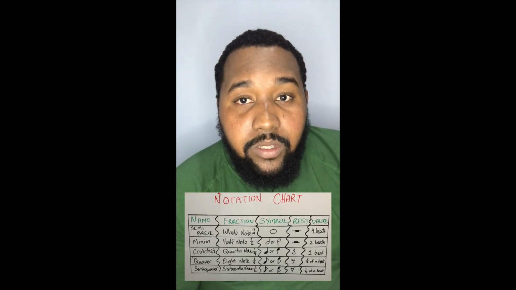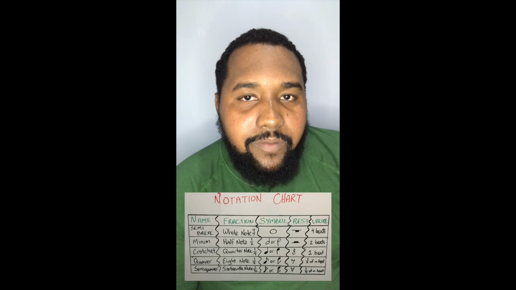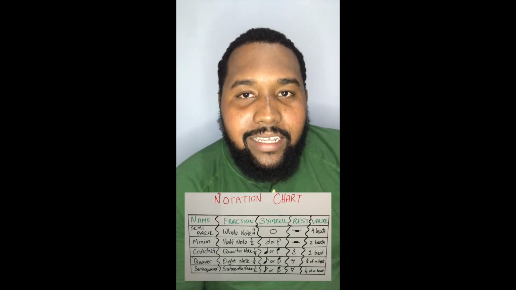Now the quaver or the 8th note looks just like the minim or the crotchet beats, with the D or P being shaded. However, at the end of the stem there is what looks like a hook or a flag. The rest for the quaver looks like a 7 with a dot at the tip of the top and an indented or curved line for that top line of the 7. And the value of the quaver is half of 1 beat.